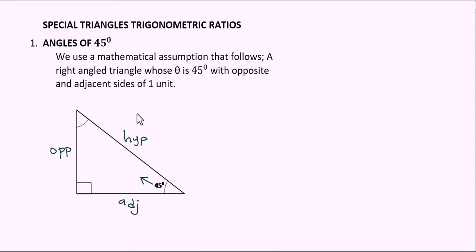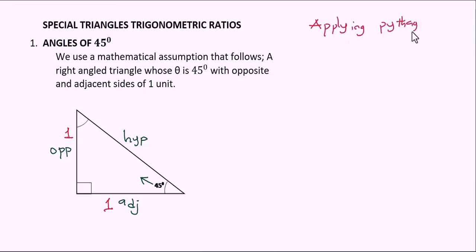We need to follow this assumption that says the opposite and adjacent sides are 1 unit. So this is 1 unit. So it means that opposite measures 1, and then adjacent as well measures what? 1. So what we don't know is the measure of the hypotenuse. But applying Pythagoras theorem, we can figure that out. So let's solve here.